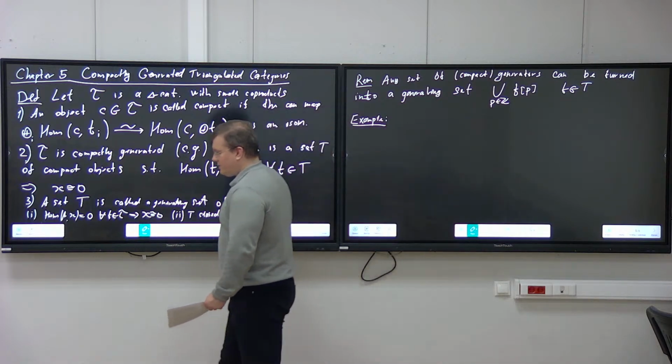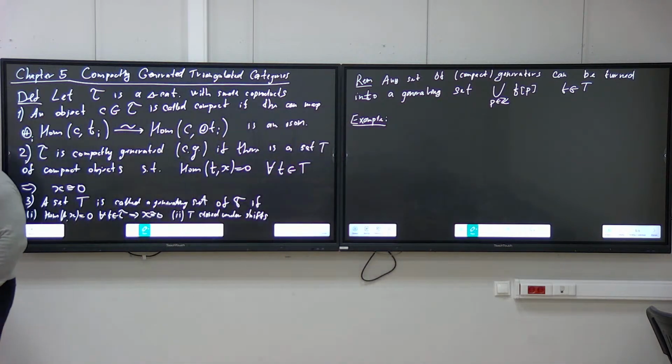of a compactly generated category. What's the simplest possible example of such a category?